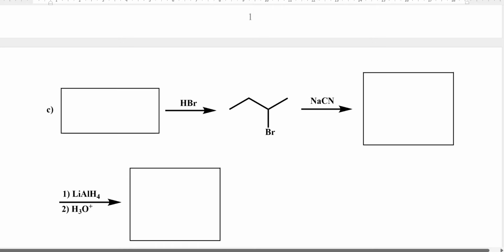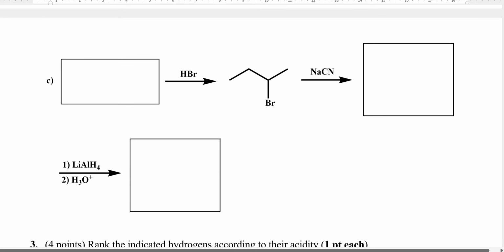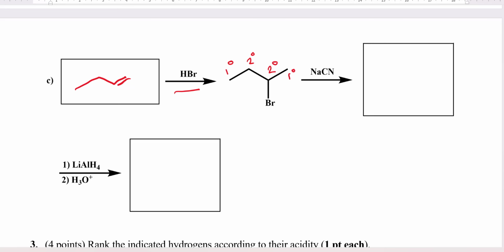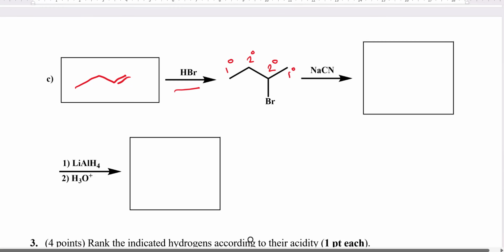Next reaction, here we have 2-bromobutane and we synthesize this compound by addition of HBr. This carbon is primary, this carbon is secondary, this carbon is secondary, and this carbon is primary. We can write this alkene, then bromine adds to the secondary carbon. We can also draw this alkene, and both of these secondary carbons are identical. One of them gets hydrogen, another one gets bromine. So both of these two structures are correct.